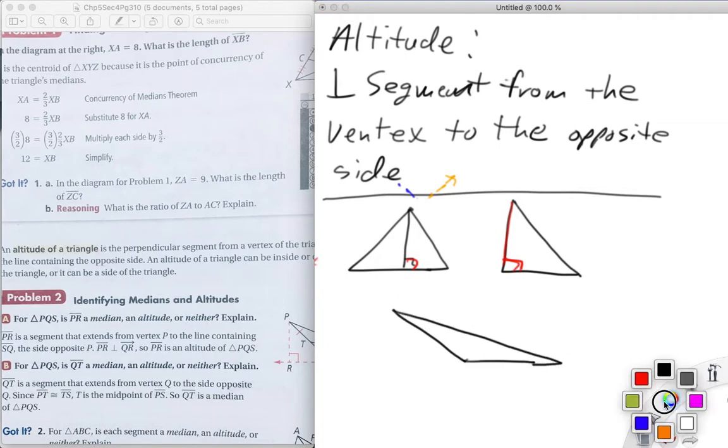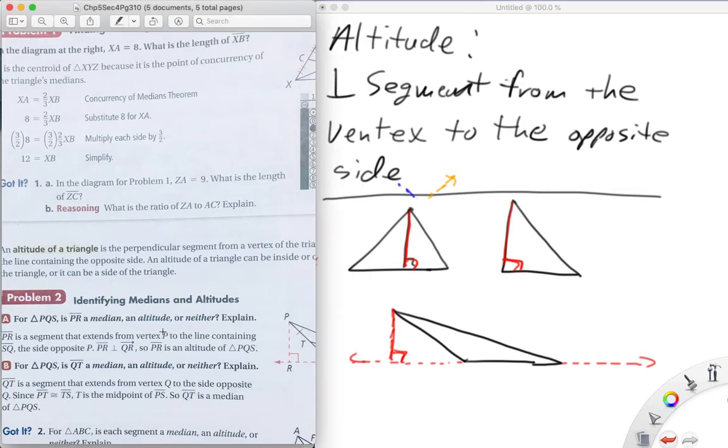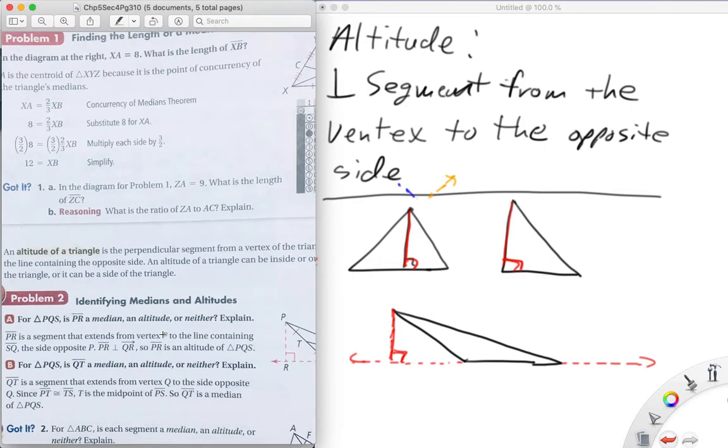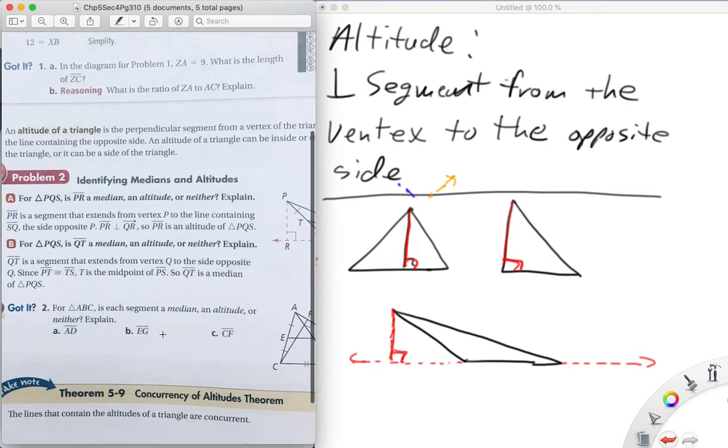When we have an obtuse triangle, remember, it's the line containing the opposite side. So we can have altitudes that are outside of the triangle, and this would be my altitude right here, because the line containing the opposite side extends out, and we can get the altitude that way. So these are all altitudes. Okay.